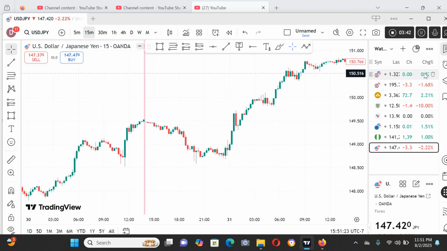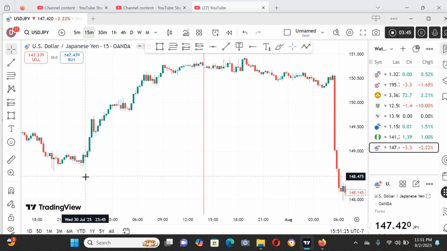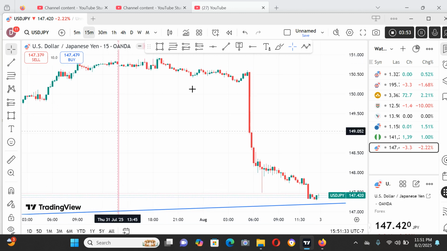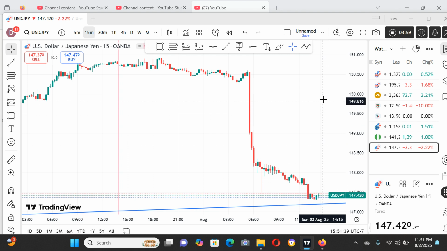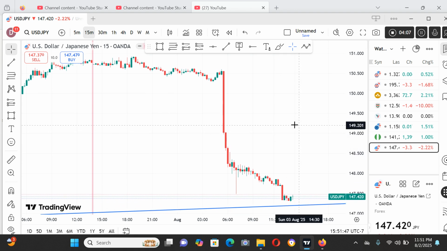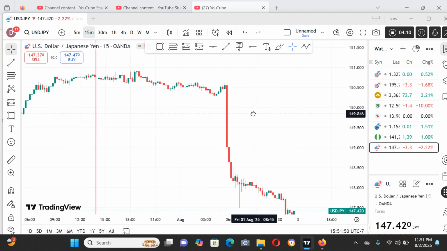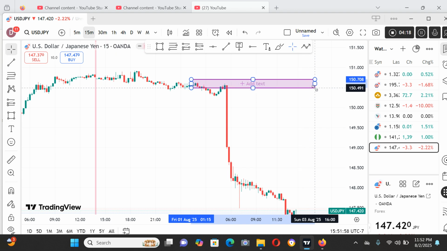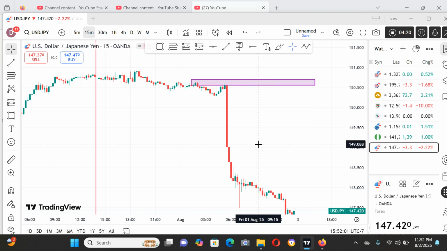Based on our strategy, this is the aggressive move, and this is the correctional move, and we are expecting a continuation move. Our interest is to place the trade on the correct continuation move. This is the place we'll be targeting. This is our target area.